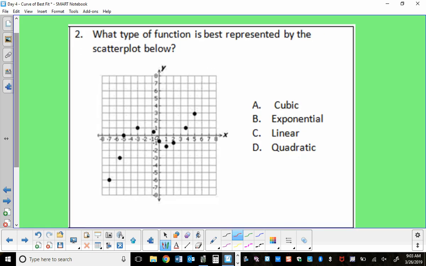On number 2, which type of function is best represented by the scatter plot below? I'm going to try to connect my dots. Which one of these would this be? Cubic, exponential, linear, or quadratic? Cubic. It would be cubic because of my shape.